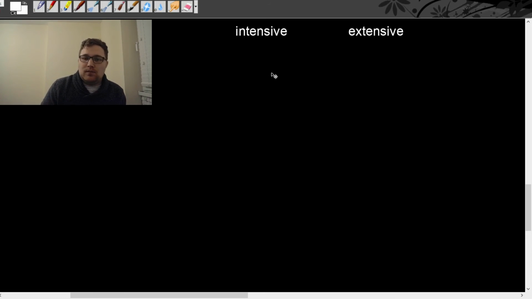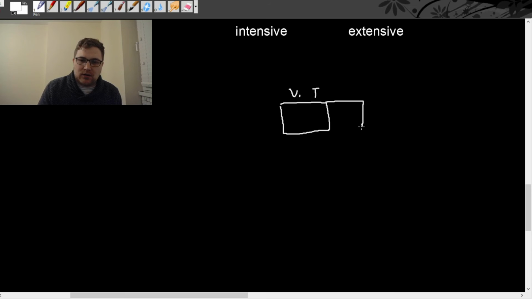So to do an example, we could think of two containers. This one container will have a volume V1 and it will have a temperature T. And we're going to combine it with another container with a volume V2 and a temperature T. Now, if we wait long enough, these two systems will come into equilibrium with each other, and we will have another system with these two combined with a volume V1 plus V2. And the temperature is just going to remain T.